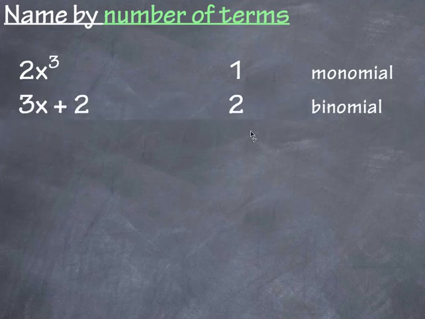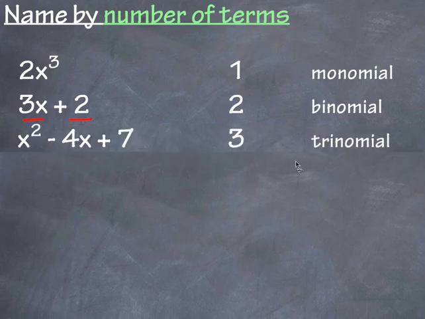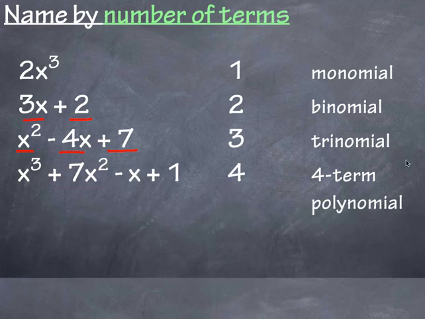And then as the problem gets longer, separated by those plus and minus signs, we rename them. 3x plus 2. So here we've got 2 terms, bi, meaning binomial. Here we've got a trinomial. 1, 2, 3 terms, again separated by the minus and plus signs. And then after that, we don't have any special names for them, just for the first 3. After that, we just start calling them 4-term polynomials, 5-term polynomials, and so forth.